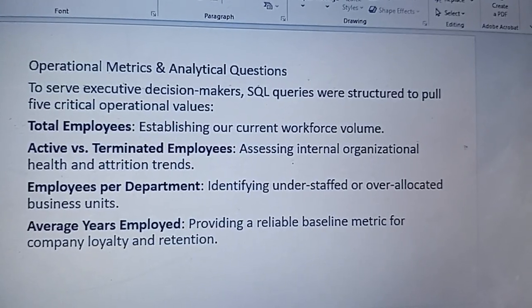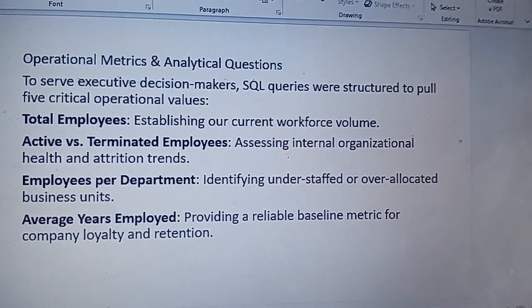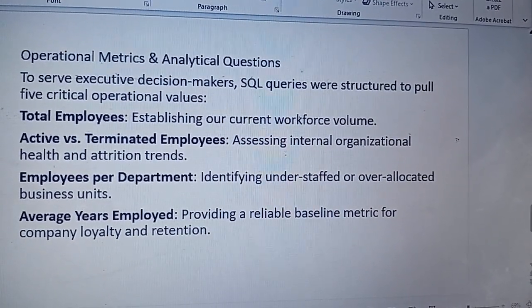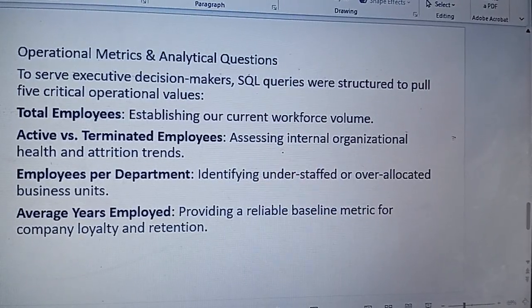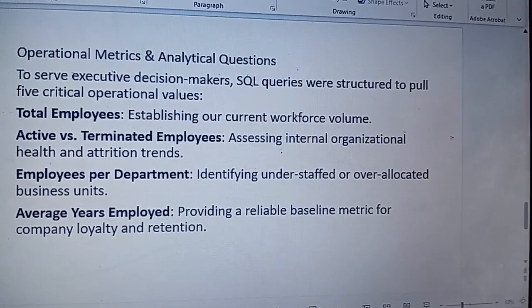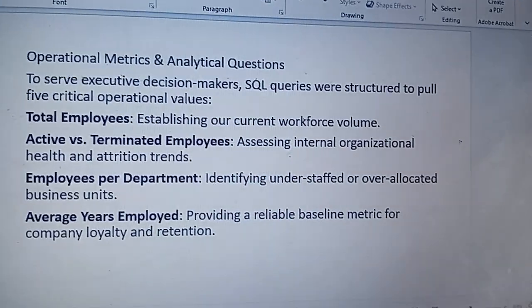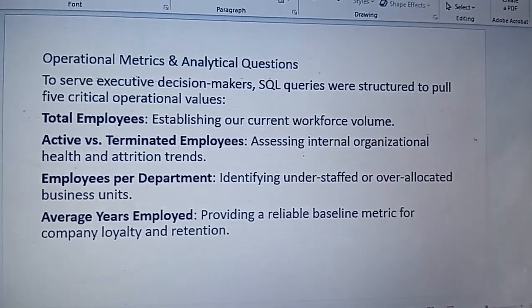We tracked our total active workforce volume, separated active personnel from terminated staff to calculate corporate attrition, calculated headcounts grouped by individual departments, and measured the average years of employee service to establish a loyalty baseline. Let's look at how these execute live in our environment.